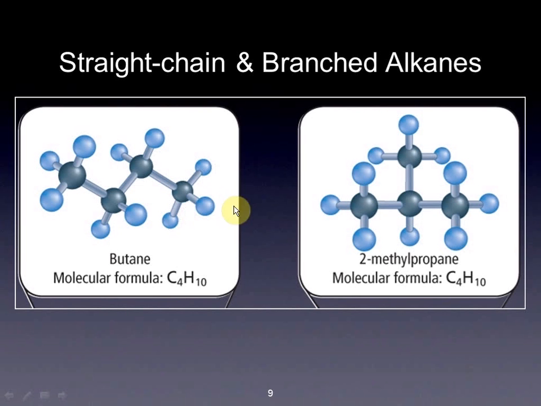These 2 structures together are called isomers, something we'll learn more about later. But for now, let's be sure we just understand the difference between a straight chain alkane on the left and a branched alkane on the right.